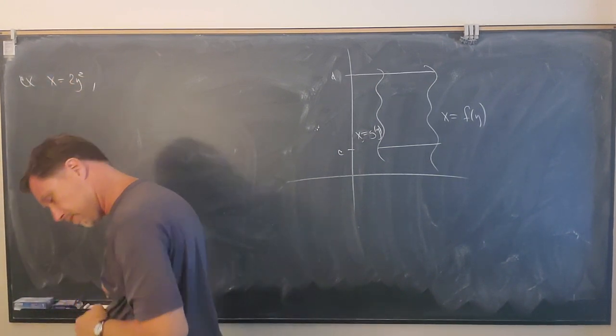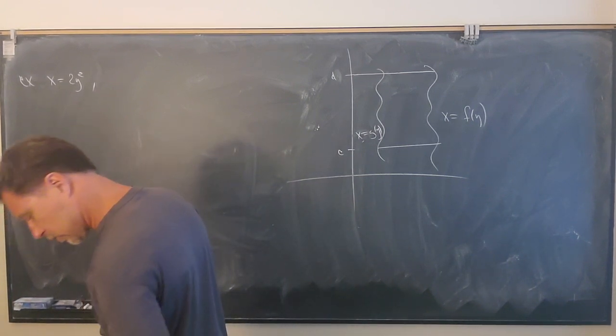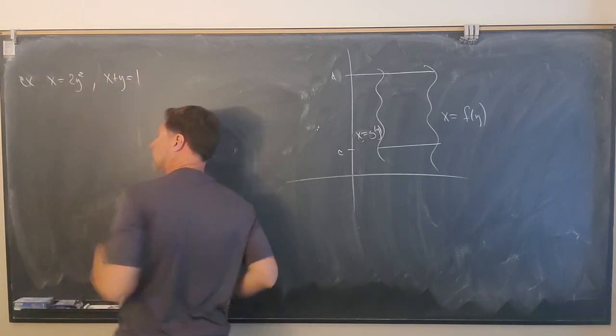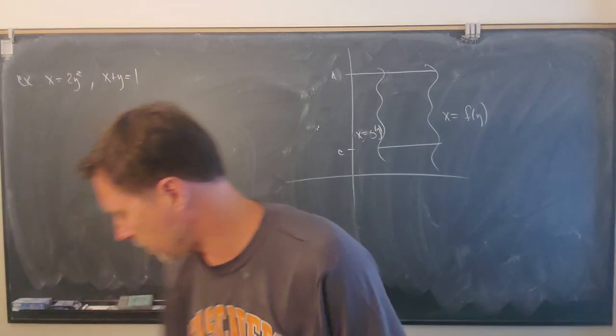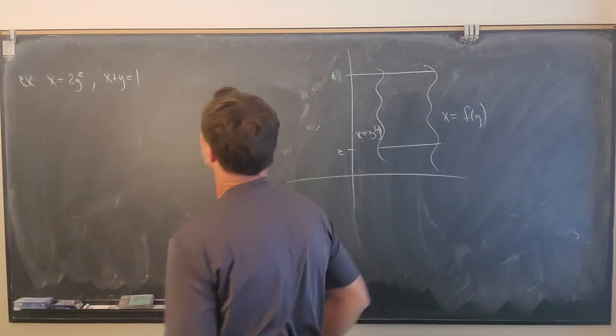And x plus y equals 1. I can see a mistake in my notes here. That should say x plus y equals 1.